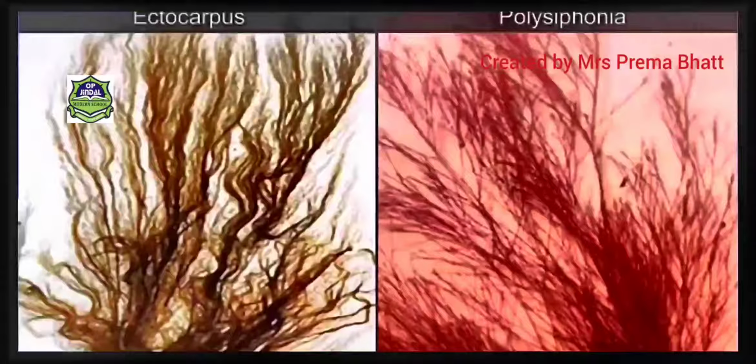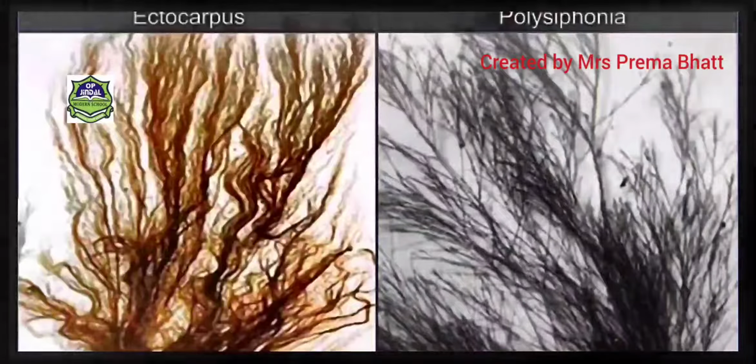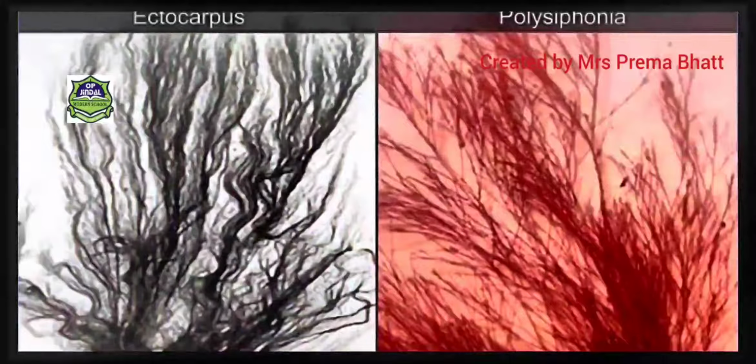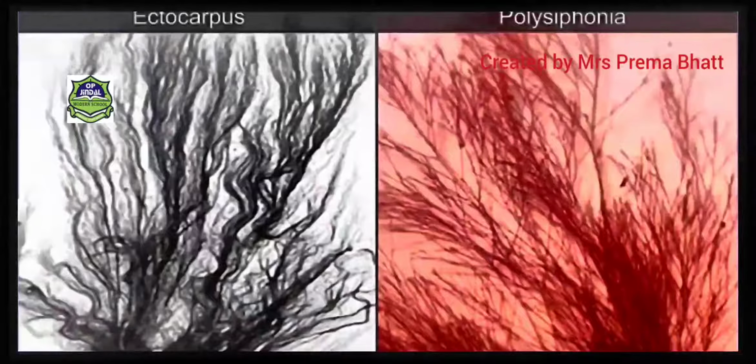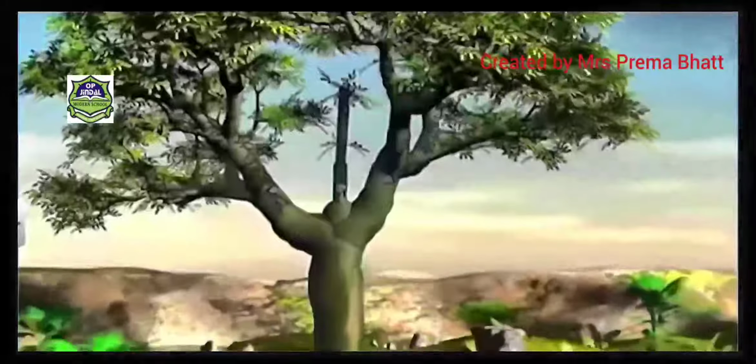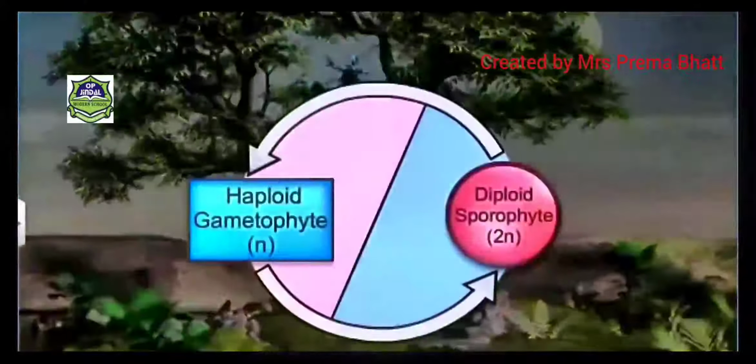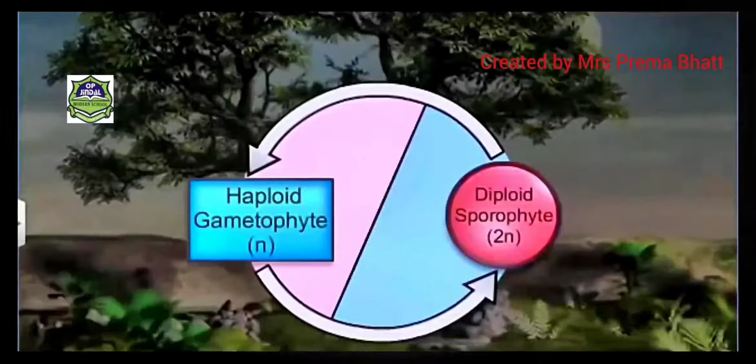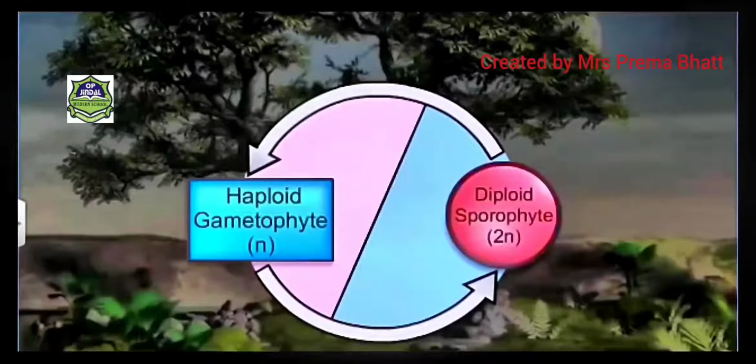These two are algae, Ectocarpus and Polysiphonia. Normally, algae have a haplontic life cycle, but they are exceptions because they show a haplodiplontic type of life cycle. So we can see that these plant groups are different on the basis of their life cycle. With these, we have completed the kingdom Plantae chapter.